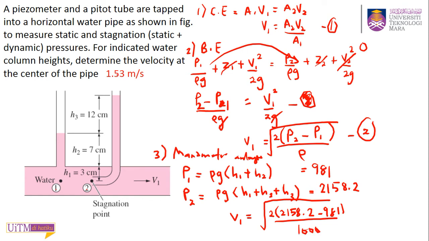Did you get the answer 1.53? Dapat tak jawapan 1.53? Dapat sih. Dapat. Good. 1.53 meter per second. Okay. Easily 12 marks you get for this question. Or 10 marks, I'm not sure. Mostly 8 to 12 lah. Range dia boleh daripada 8 ke 12 markah.